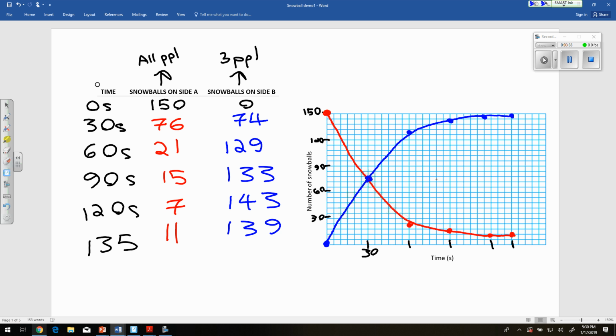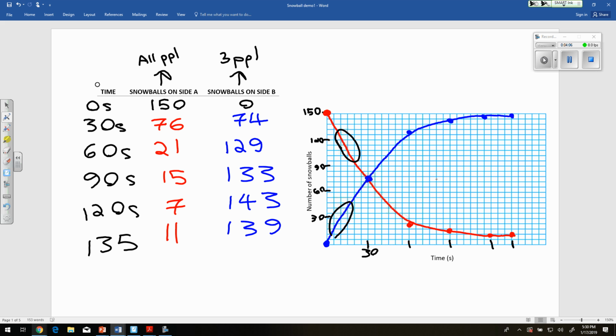As you can see, the side B snowballs are rapidly increasing at the beginning. We started with none, and then people start pelting them with snowballs. So on side B, they keep getting more and more snowballs because side A is throwing the snowballs at them. Side A snowballs are decreasing rapidly because side A, at this point, has all the snowballs and they have more people, so they're throwing them really quickly.